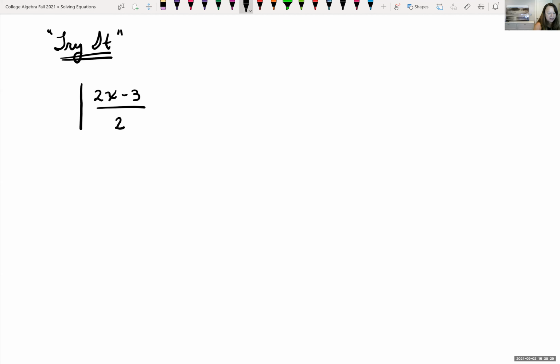Okay, so that's one fraction. And then in between that fraction, we have plus, and then we have another fraction. And the other fraction is just 1/3. That's in our absolute value, and this is greater than 1. So take a moment and try that. I'm going to pause the video. If you're watching the video and not in the lecture live, then pause the video, try it, and then start the video again.